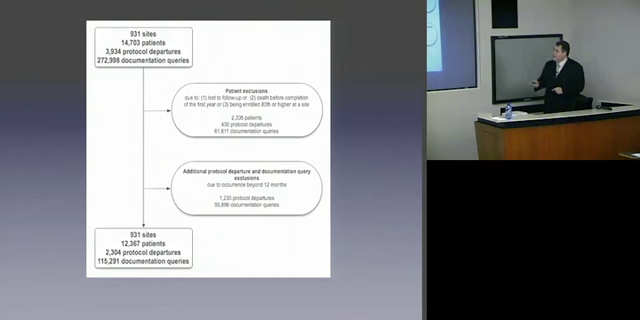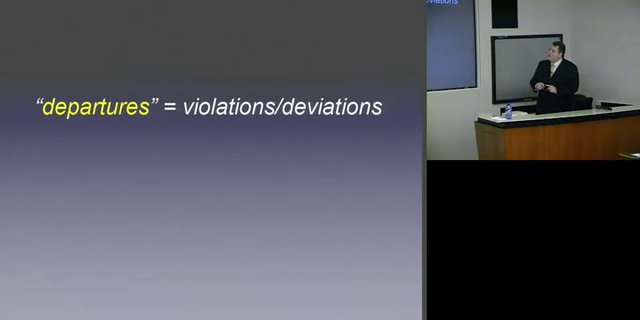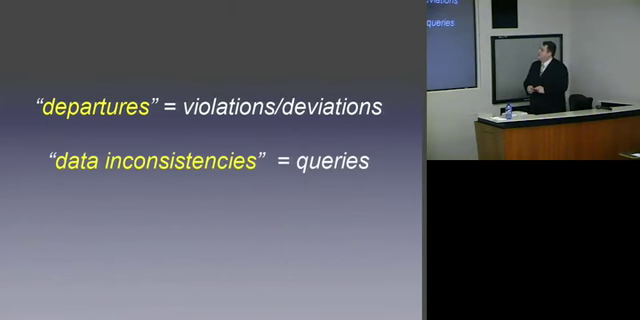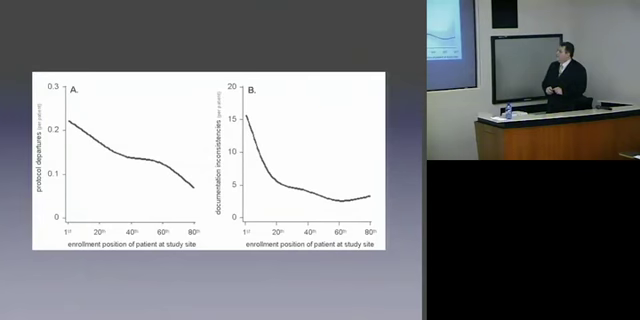So the data set that we analyzed actually included all 931 sites, 12,367 patients, and you can see the protocol departures and documentation queries. Because we were looking at the data retrospectively and because of how the data set came to us, what we called departures were actually the violations and deviations. It was one set of data. Again, data inconsistencies were your queries, and then there were the adverse events.